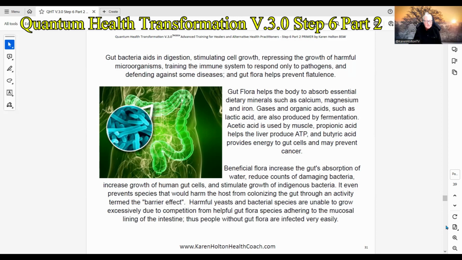It even prevents species that would harm the host from colonizing the gut through an activity termed the barrier effect. Harmful yeasts and bacterial species are unable to grow excessively due to competition from helpful gut flora species adhering to the mucosal lining of the intestine. Thus, people without gut flora are infected very easily.